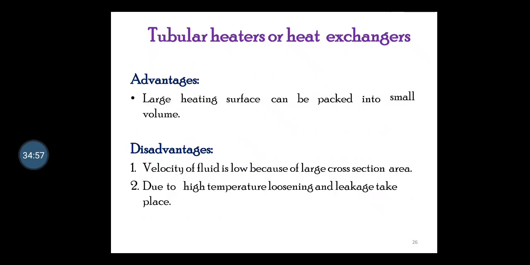As far as the advantages of this shell and tube heat exchanger are concerned, it can handle heavy duty and high temperature and pressure. A large heating surface can be packed into a small volume. As far as the demerits of this tubular heater are concerned, it requires a large space for installation. The velocity of the fluid is low because of the large cross-section area, and due to the high temperature, loosening and leakage may take place, and obviously its maintenance cost is more.